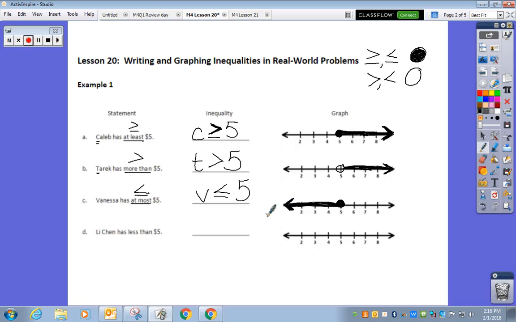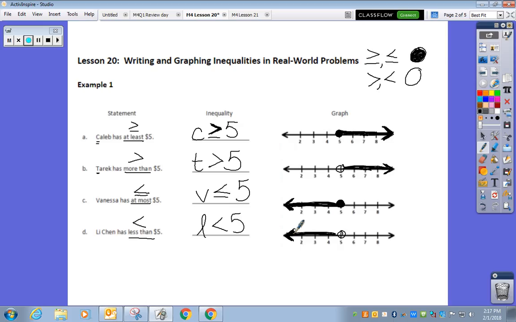Letter D says Li Chen has less than $5. This one's pretty much spelled out for us because less than is just the less than symbol. So here, Li Chen has less than 5. Maybe I'll use a lowercase l for Li Chen, less than 5. Again, this does not include, there's no equal sign underneath the 5. That means she does not have $5, but anything less than is open for possibility.